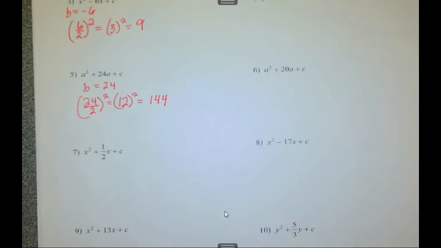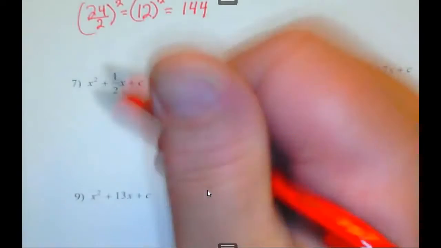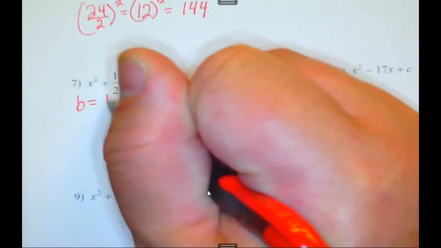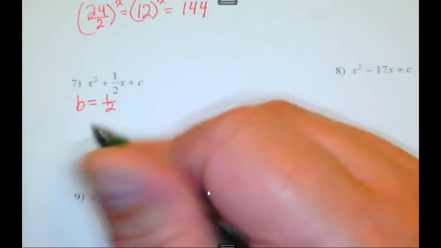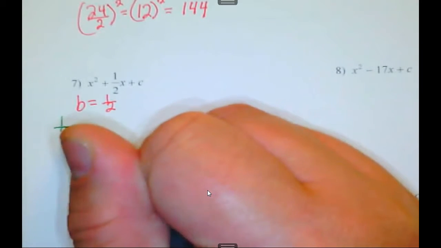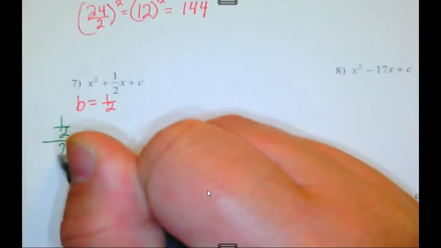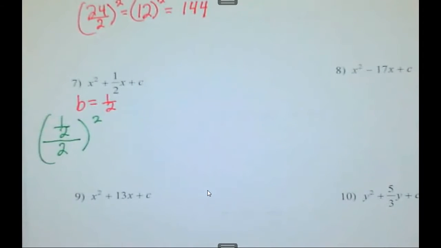Ooh, a fraction. Now we got some challenge. Okay, my b is 1/2. What's half of 1/2? Okay, let's think about this. So I'm going to take 1/2 divided by 2 and square it.